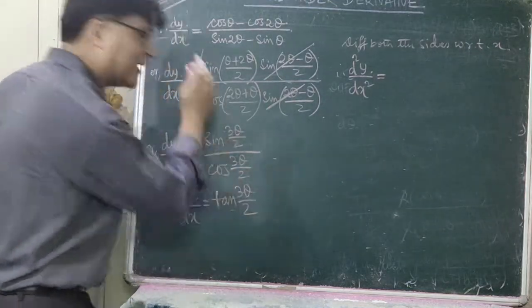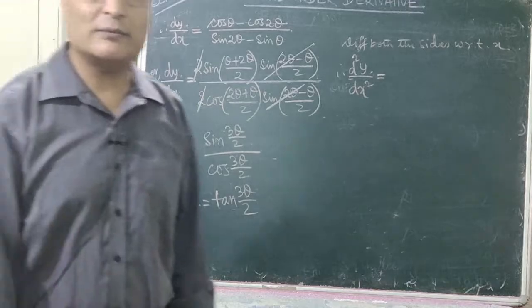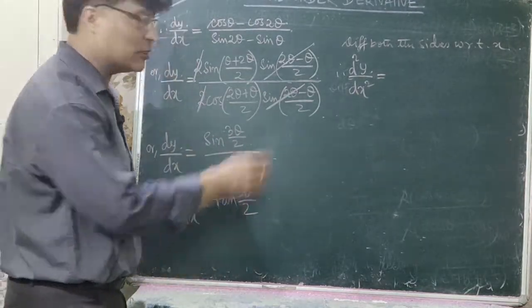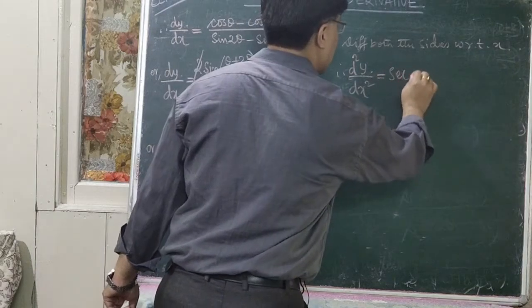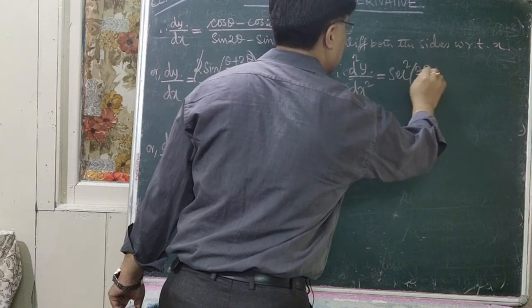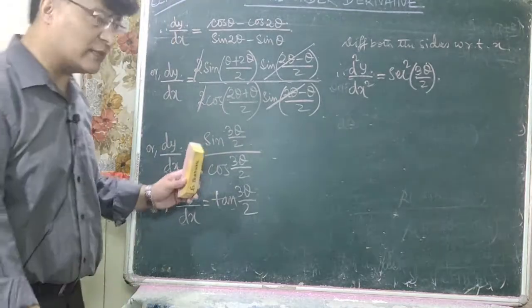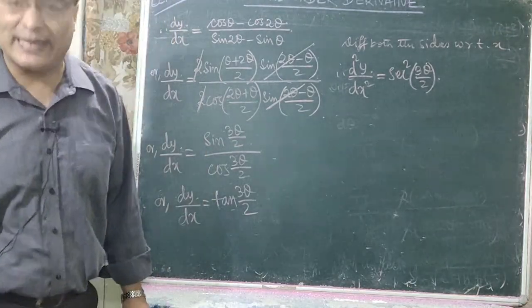Let us take it as tan x. What is the differentiation of tan x? It is sec square x, but what is x here? 3 theta by 2, so it is sec square 3 theta by 2 into, again you have to differentiate the term which is assumed as x.